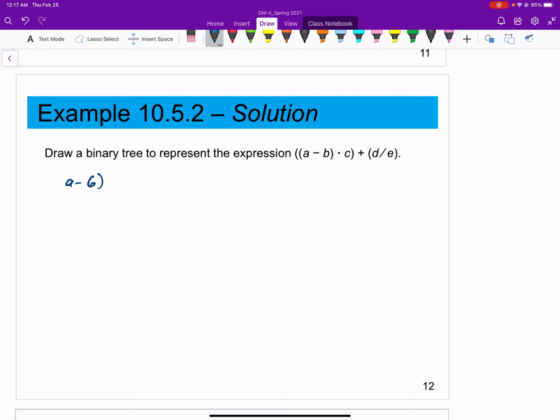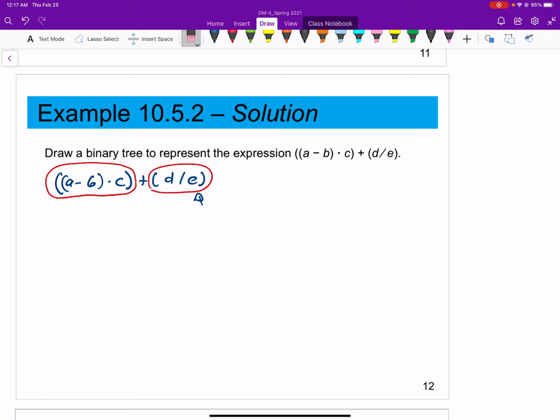A minus B times C plus D divided by A. So I can clearly see that this is separated from that. In this expression I can clearly see that these two parts can be separated. So that means this can be represented by one branch.